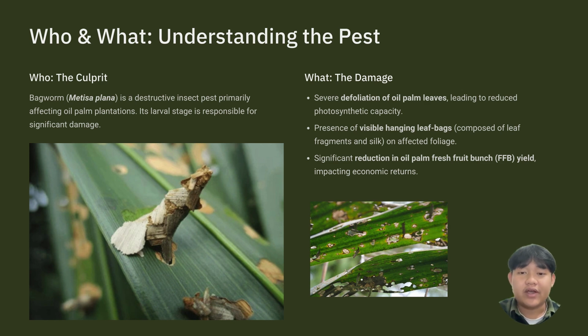Now, what kind of damage does it cause? The larva feed directly on the green leaf tissue of the oil palm, causing severe defoliation. This weakens the plant, reduces its ability to photosynthesize, and ultimately leads to lower production of the fresh fruit bunches, or FFBs. You'll often notice the presence of bagworms through the small leaf bags hanging on the palm fronds. This damage not only affects the plant's growth, but also leads to long-term yield reductions.